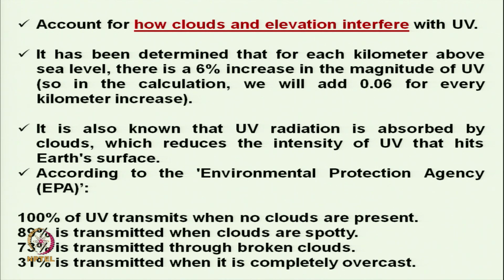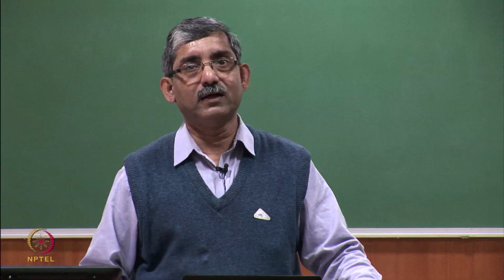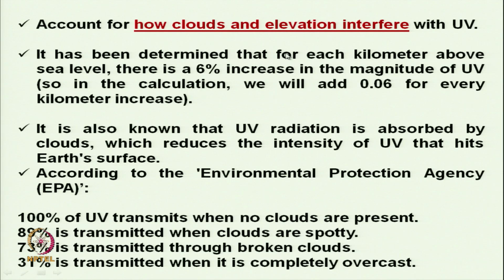We can take into account two aspects. One is the altitude aspect, another is the cloud cover. If we want to incorporate them, we do, otherwise we can directly divide by 25. How do the clouds and elevation interfere? It has been determined that for each kilometer above sea level, there will be a 6% increase in the magnitude of UV. So, if it is 1 kilometer above the sea, it will be a 6% increase. That means we have to add 0.06 for every kilometer.